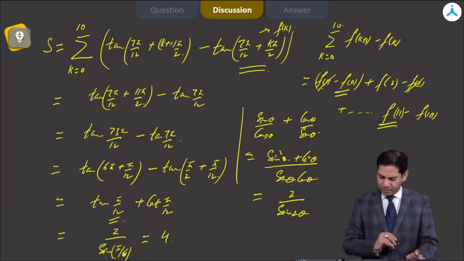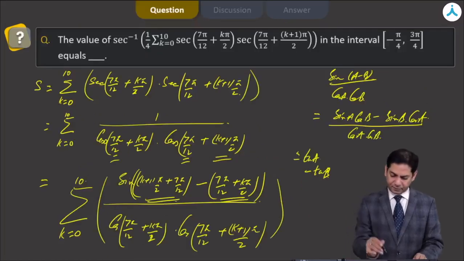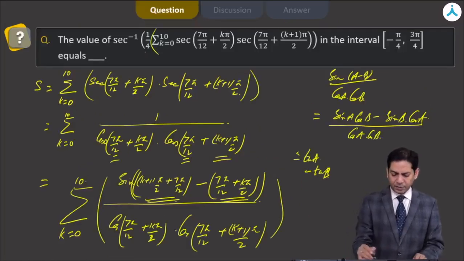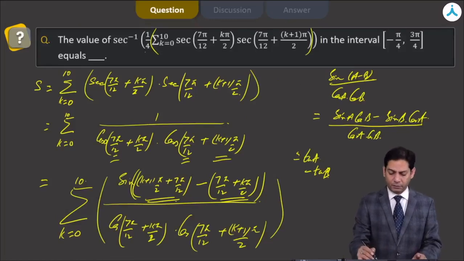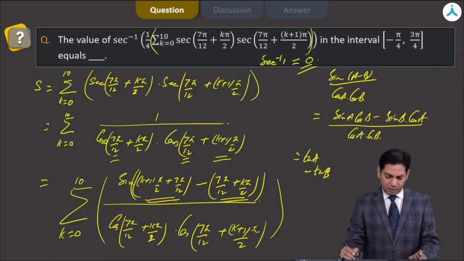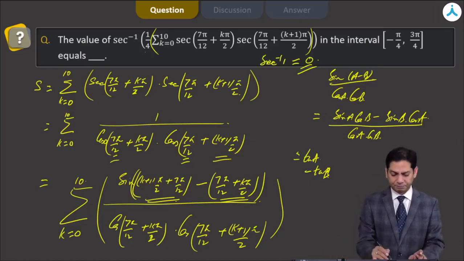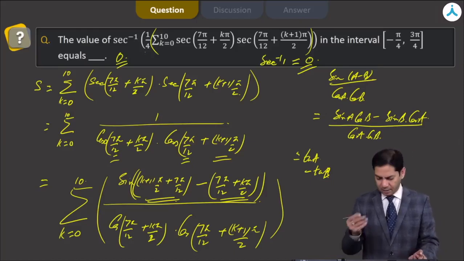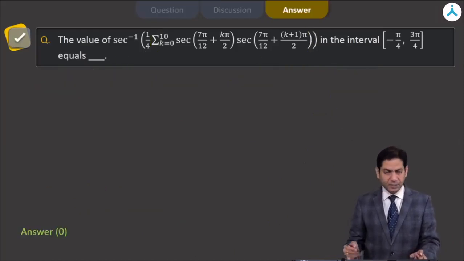Now we can get the expression. This is 1 by 4 into this summation. This summation we got equal to 4, so 1 by 4 into 4 is 1. So this is sec inverse 1 effectively. Sec inverse 1 is equal to 0. So 0 is the solution lying between minus pi by 4 to 3 pi by 4. So that is the value of this expression, 0. That should be the correct answer. Let's confirm it. That is okay, 0 is the correct answer. Thank you.